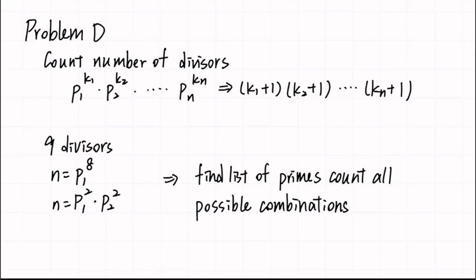And so in this case, we're looking for numbers with 9 divisors. So n can be 1 prime to the power of 8, since this will have 8 plus 1 divisors. And for the other case, since 9 can be factored as 1 times 9 or 3 times 3, this means that n can also be 2 primes multiplied together, which can be p1 to the power of 2 times p2 to the power of 2. And this is also 2 plus 1 times 2 plus 1, so also 9 divisors. And so we can just find a list of primes and count all of the possible combinations that can make these numbers.